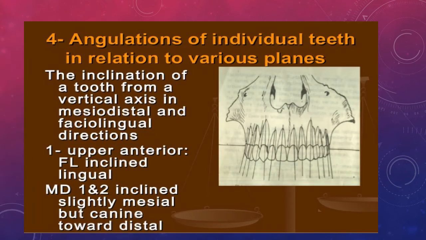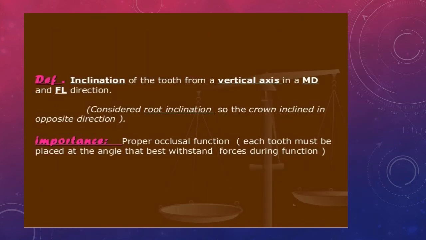Angulations of individual teeth in relation to various planes. The inclinations of a tooth from a vertical axis in mesiodistal and faciolingual deviations. First upper incisors are inclined lingual, mesial but canine toward distal. Inclination of the tooth from a vertical axis in mesiodistal and faciolingual directions.